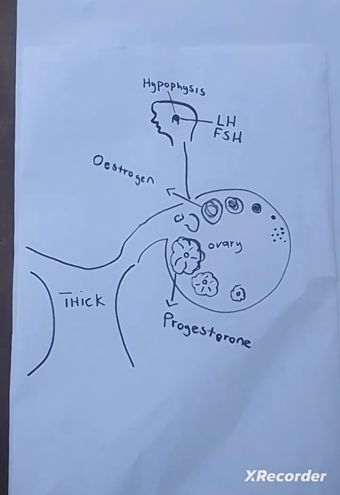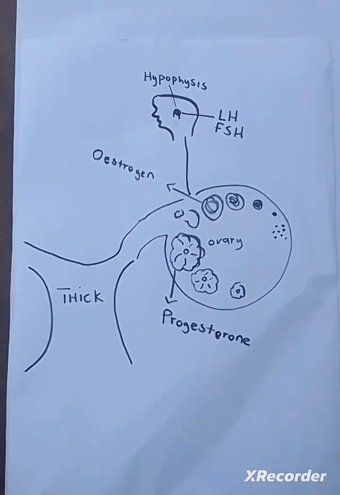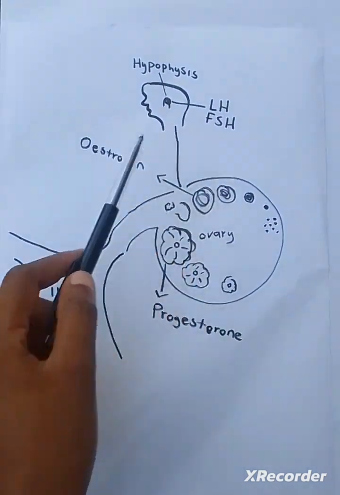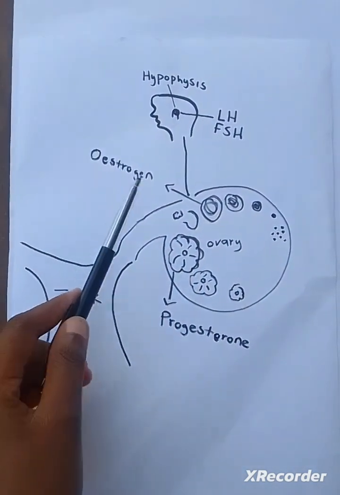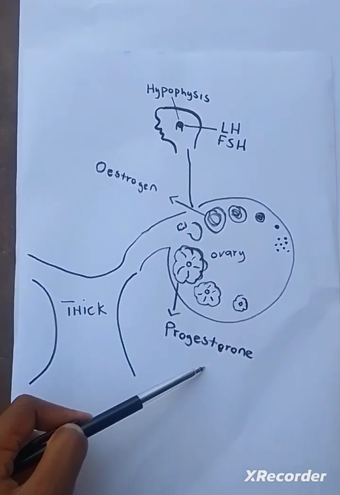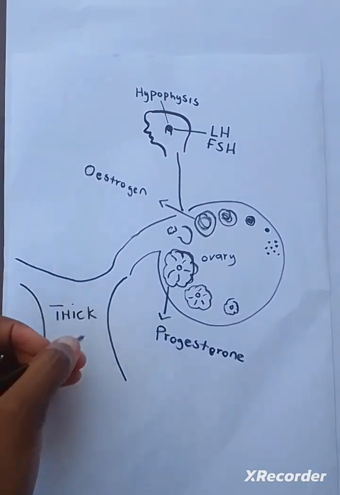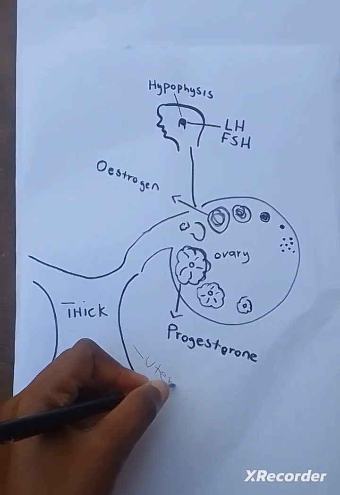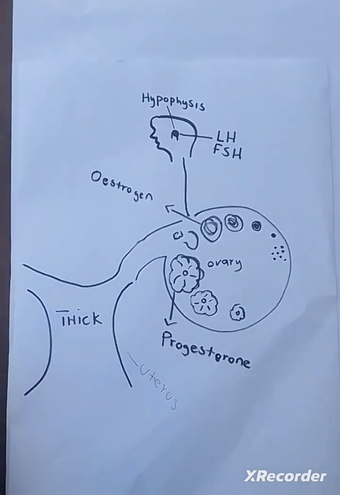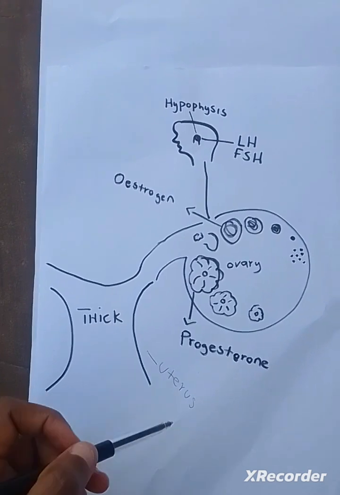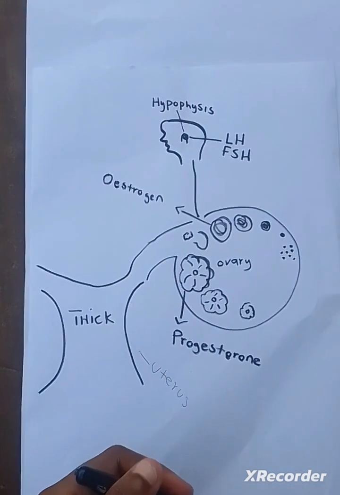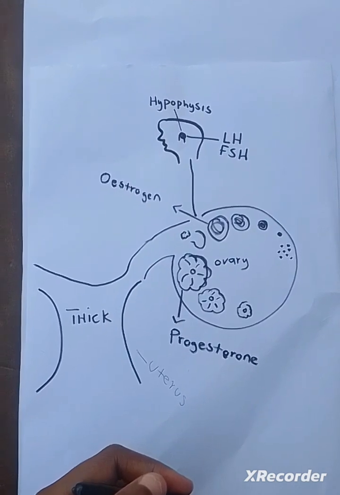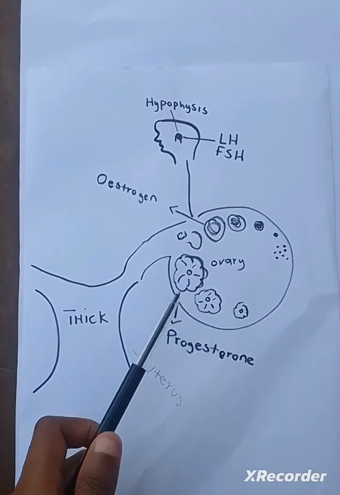So for now, we'll be talking about LH, FSH, estrogen, and progesterone. These are the four hormones that are involved in the menstrual cycle, right? We're going to talk about the function of these hormones, what they do, where they come from, what secretes these hormones, and then what is their job, right? So now let's look at this.